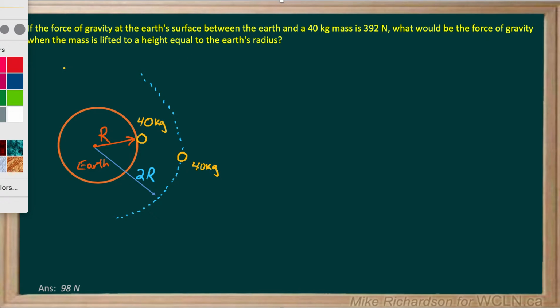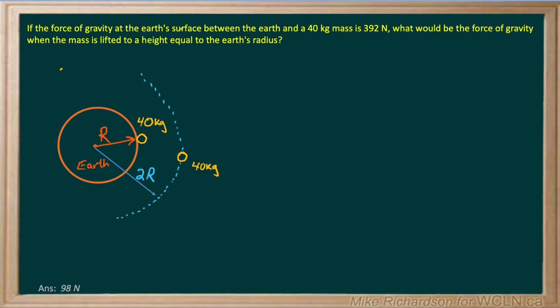Alright, so this question is asking for the force of gravity at a location that's equal to twice the Earth's radius. So first of all, we can crank this out normally. We could simply use our equation and figure out what it is. We know that the force of gravity depends on the two masses involved divided by the distance between the two masses squared. So we know what the force of gravity is on the surface of the Earth.